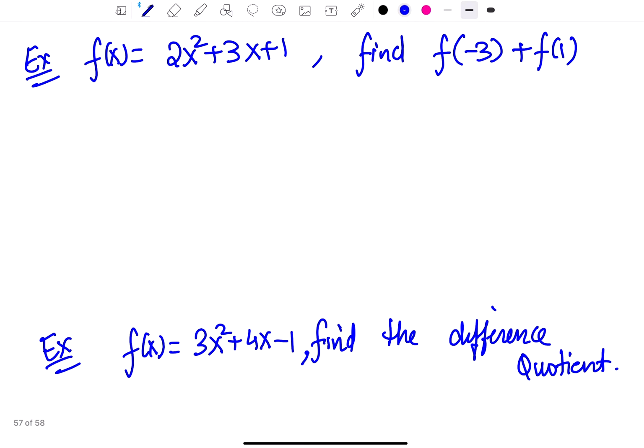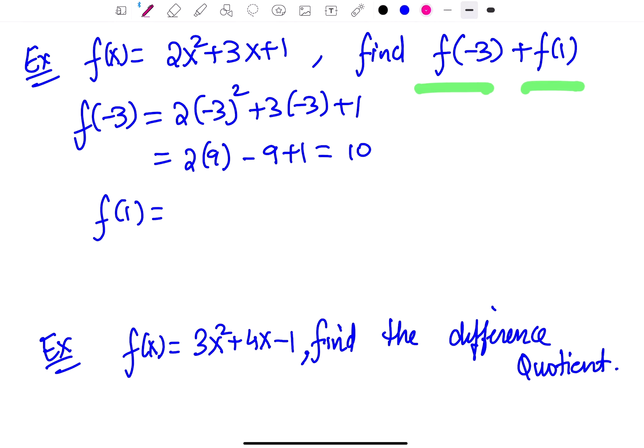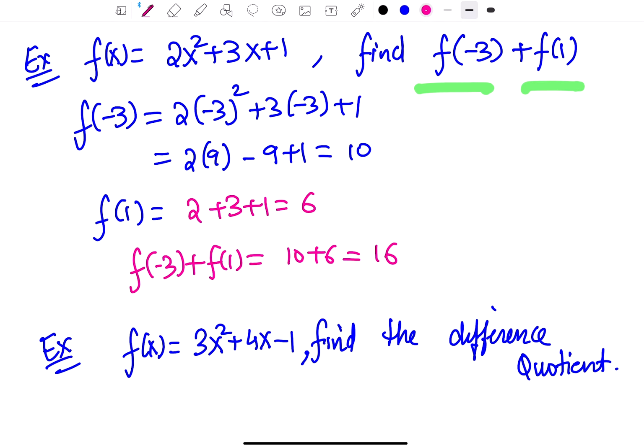And then we want to evaluate f of 1, which is 2 times 1 plus 3 plus 1, which is 6. F of negative 3 plus f of 1, we can add and figure out that's going to be 16.